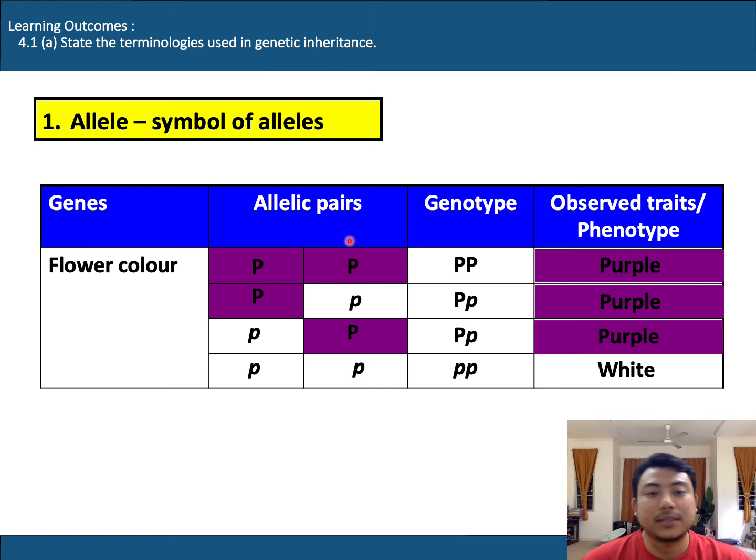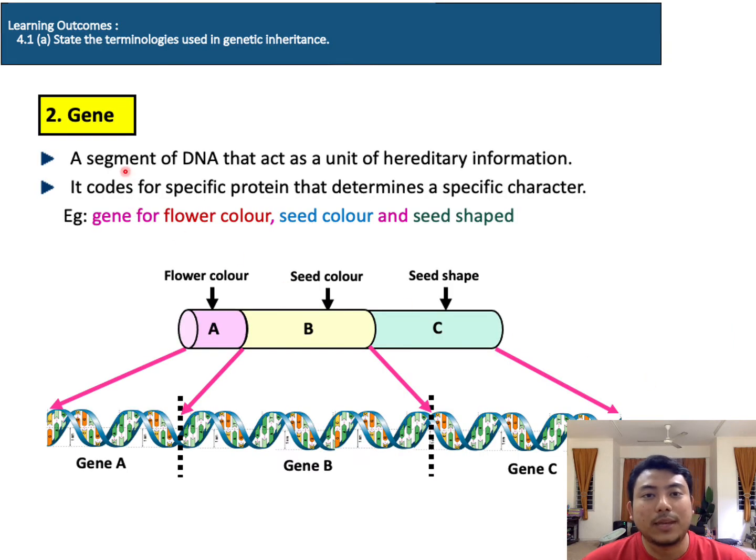Okay, this diagram is very simple. Actually nak tunjuk dekat sini allelic pairs. Okay, kita gunakan simbol P besar. The genes are for flower color. So if we have P besar, P besar as the genotype, of course, the observable trait, or the phenotype, apa yang kita nampak is purple color. If we have P besar, P kecil, also the phenotype is purple. If we have P kecil, P besar, also purple. But when we have P kecil, P kecil, i.e. both are recessive, it will give you the observable trait, i.e. the phenotype, white color.